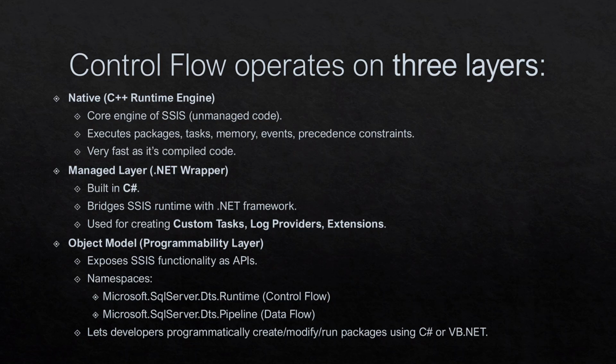There are 3 layers. First one is native, second one is the managed layer, and the third one is the object model. The native layer is written in C++. It's the core engine of SSIS. It executes packages. The managed layer is the .NET wrapper built in C#. The object model exposes the SSIS functionality as APIs.